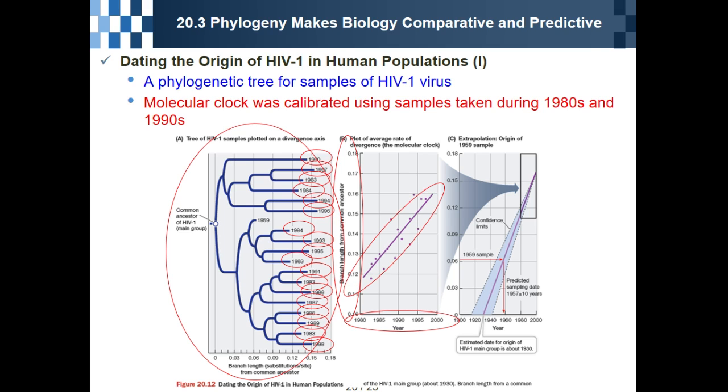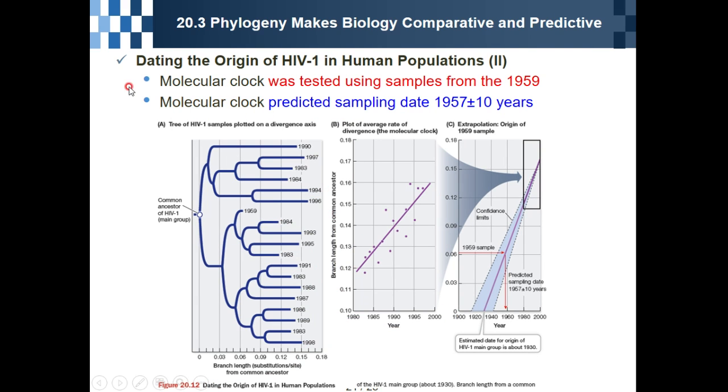Okay. Now we just tested this molecular clock. So for example here we can see that this sample we collected is 1959. So this molecular clock was tested using samples from the 1950s. Okay, so based on this molecular clock, this 1959 sample was predicted as 1957 plus or minus 10 years.